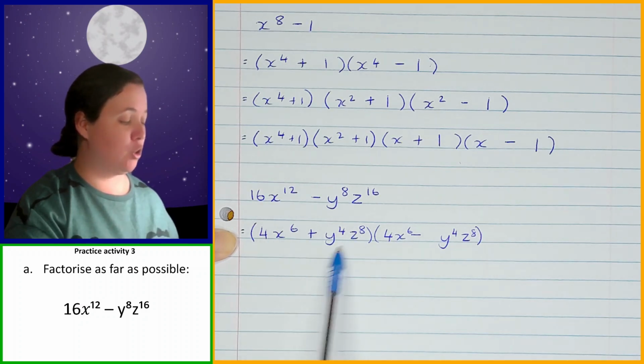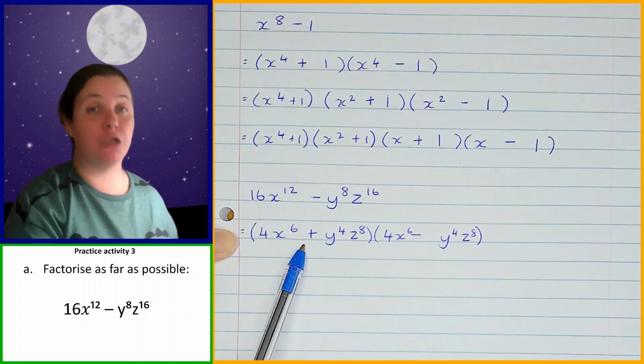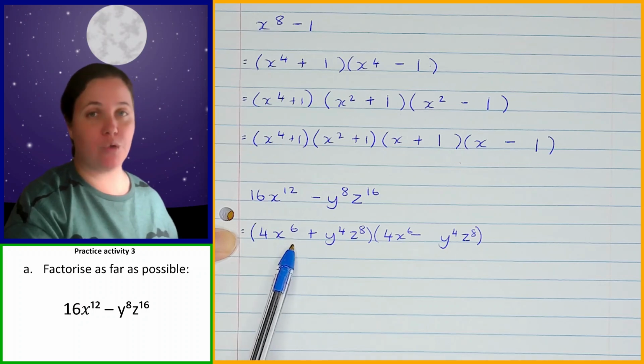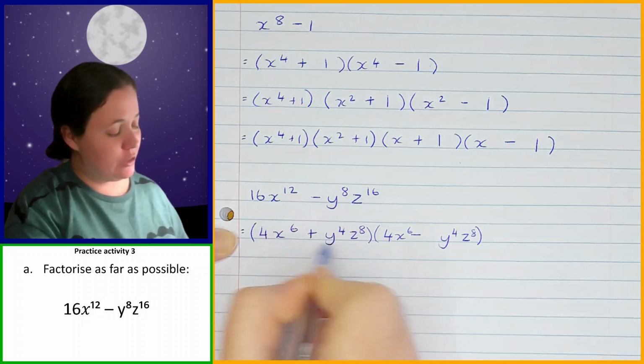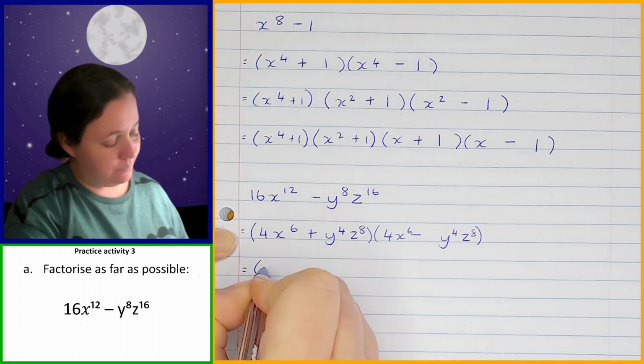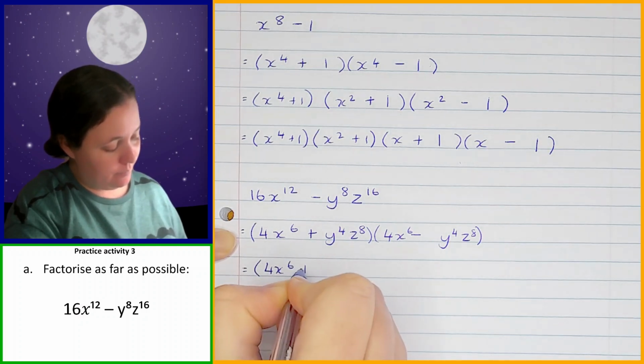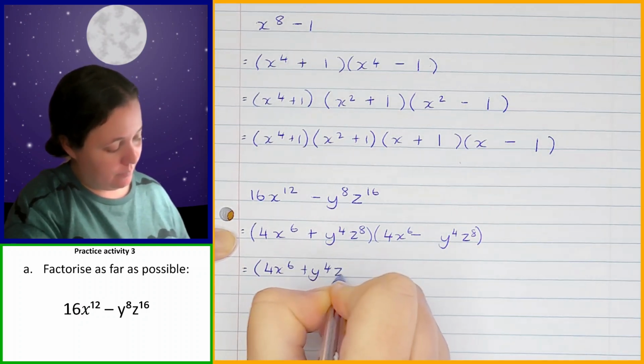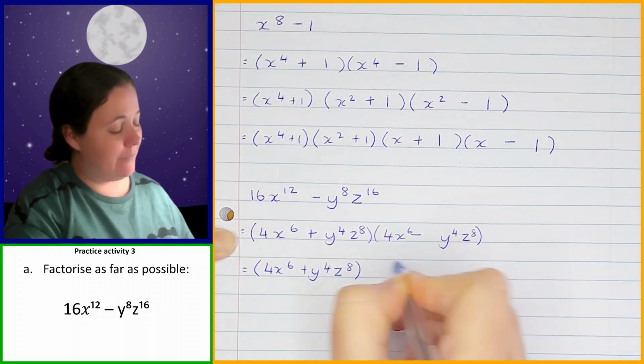This one, even though it's all perfect squares, there's a plus, which means it's not difference of 2 squares, it's the sum of 2 squares, and I can't factorize that. So this is going to stay as it is. I just bring it down. But this one, I can factorize further.